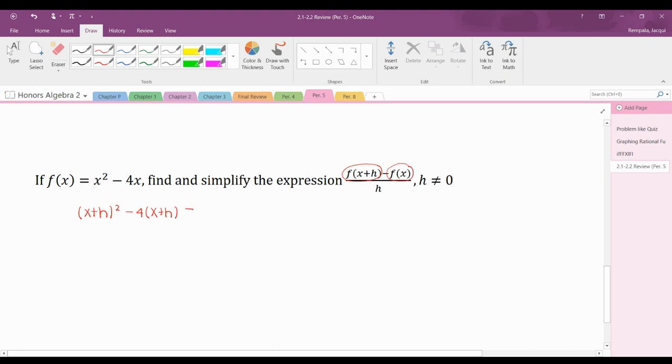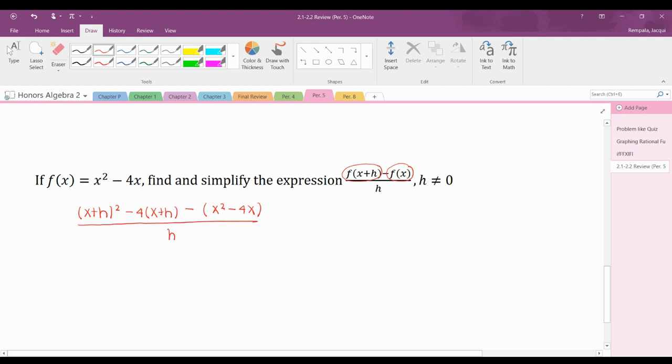Minus. Then if I look, I've got f of x. So it's essentially everything that I started with. Because there's more than one thing in my original f of x, I'm going to put it in parentheses. So x squared minus 4x. That whole thing is all over h.